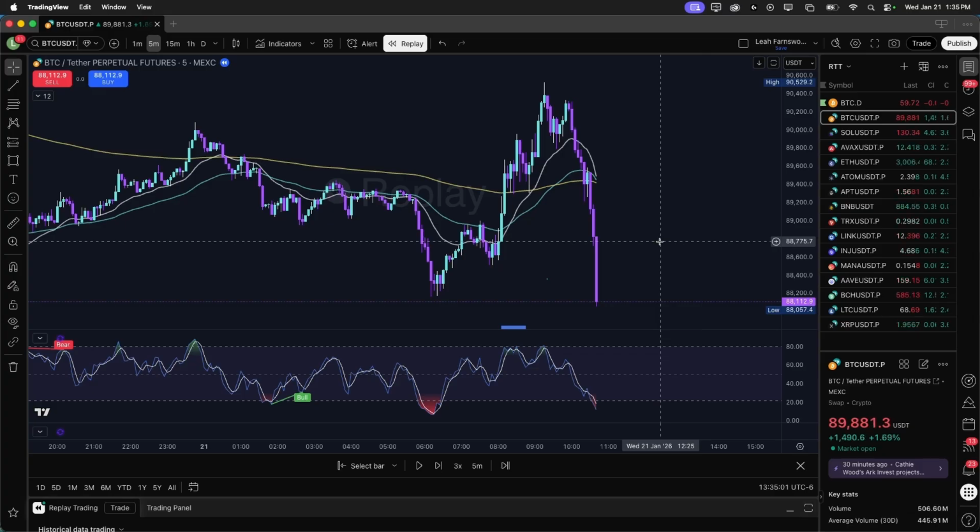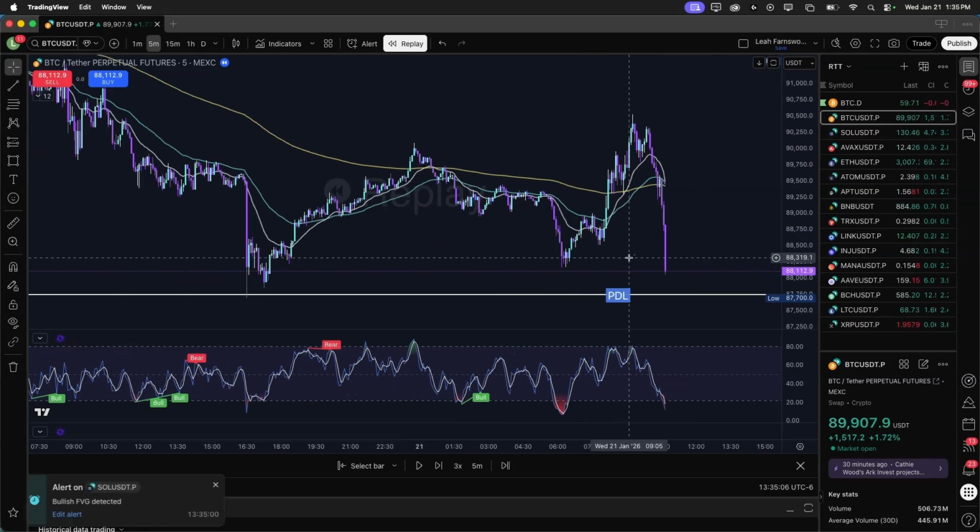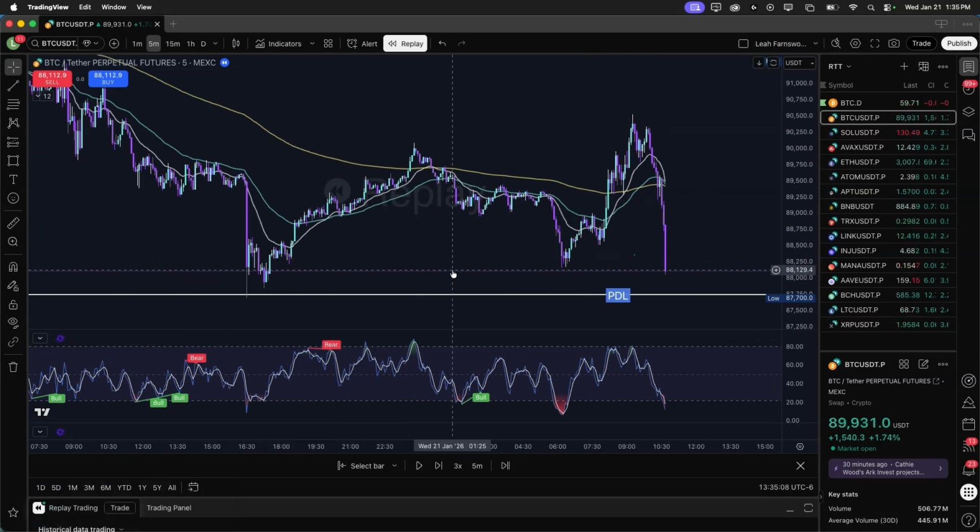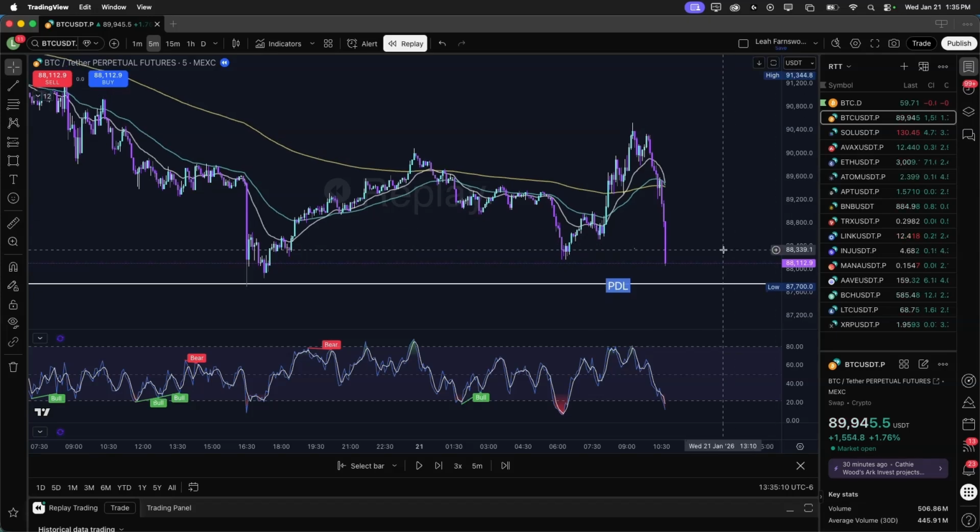Now I'm going to show you really quick a live trade we took in the Discord group, so you can see exactly how it plays out and exactly what we're looking at when we are live trading.